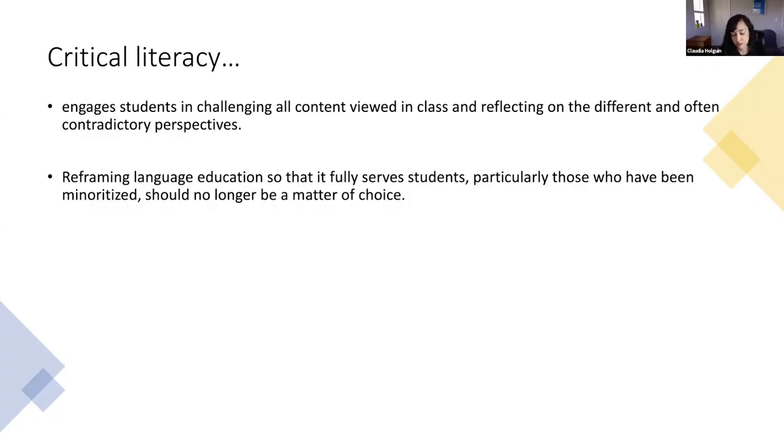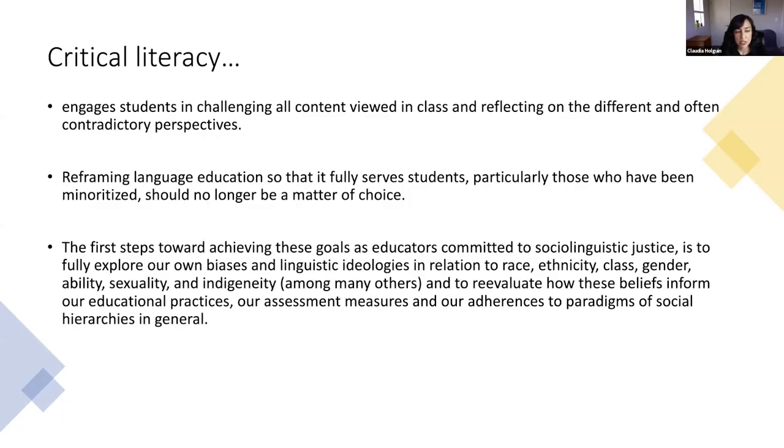The first steps toward achieving these goals, as educators committed to sociolinguistic justice, is to fully explore our own biases and linguistic ideologies in relation to race, ethnicity, class, gender, ability, sexuality, and indigeneity, among many others, and to reevaluate how these beliefs inform our educational practices, our assessment measures, and our adherences to paradigms of social hierarchies in general.